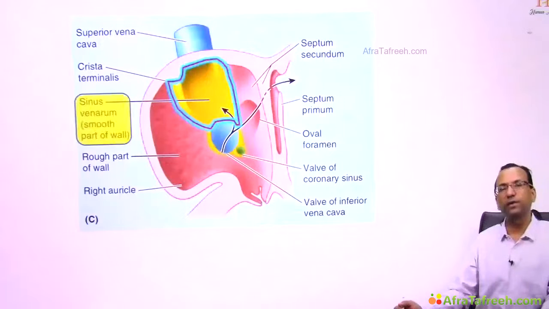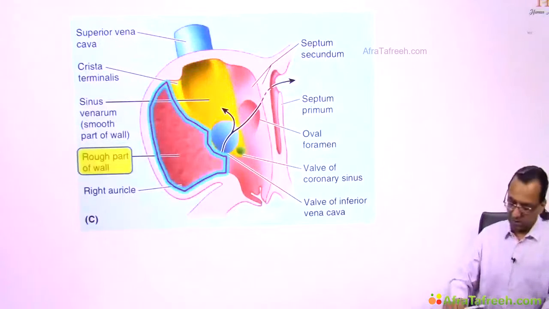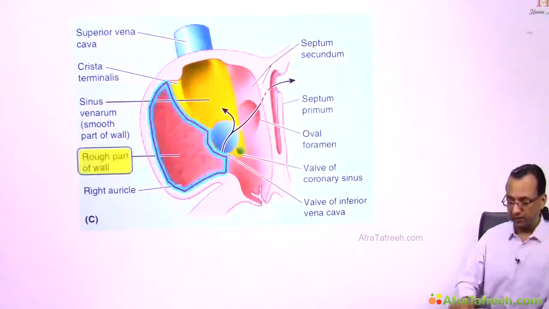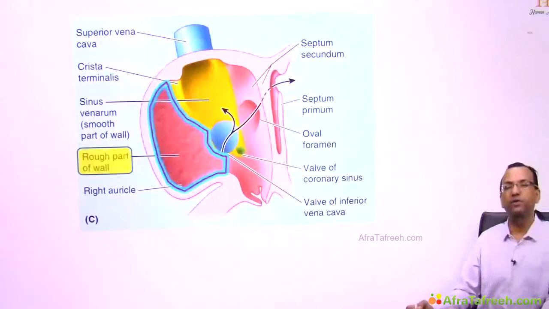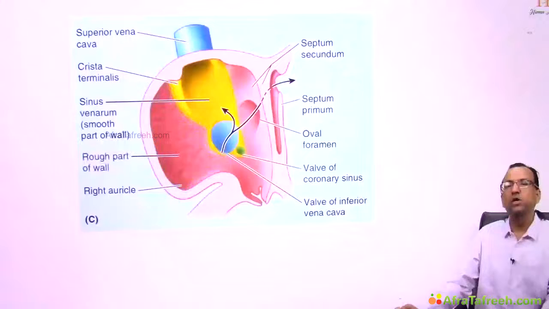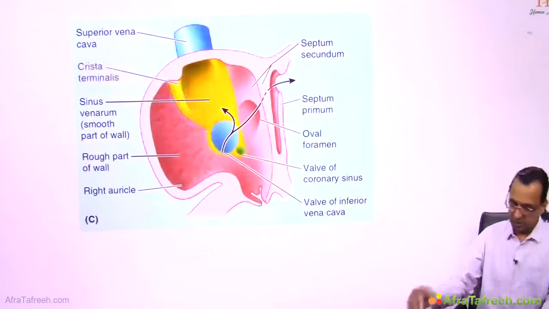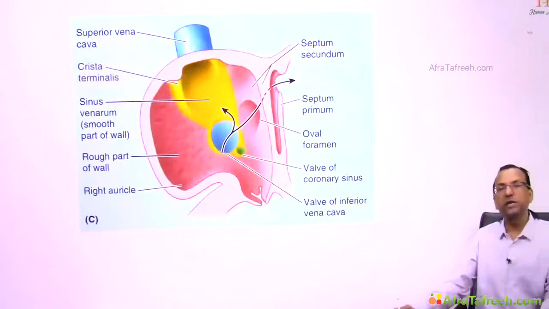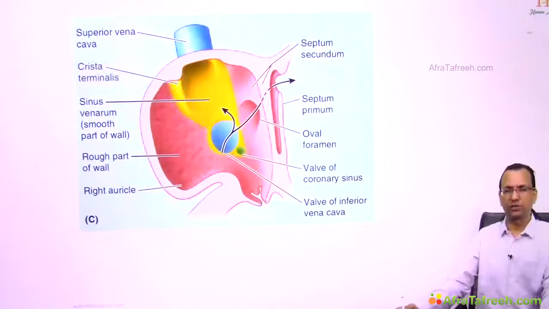And what forms the rough anterior wall? That comes from the primitive atrium anteriorly. It is the rough, trabeculated portion. What is the boundary line between the two? From outside, it is the sulcus terminalis, and from inside the chamber, it is an elevation called the crista terminalis.